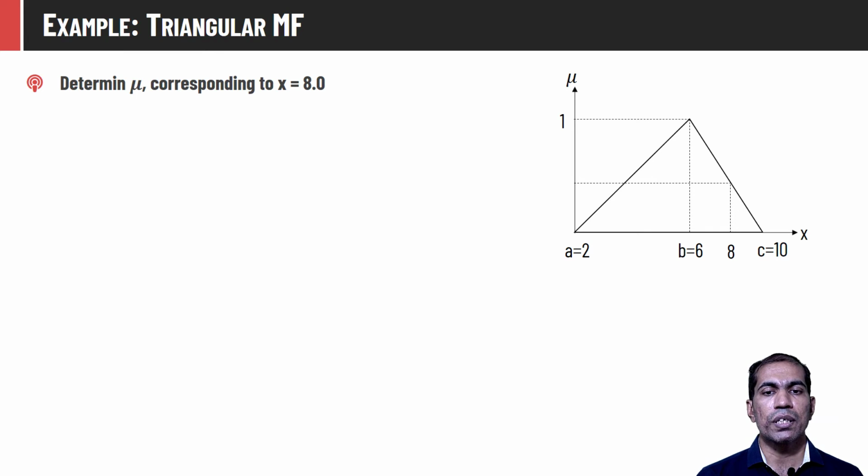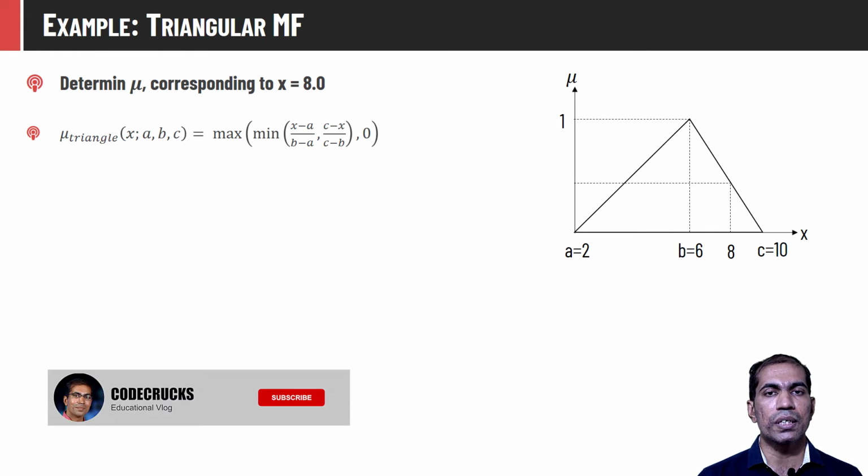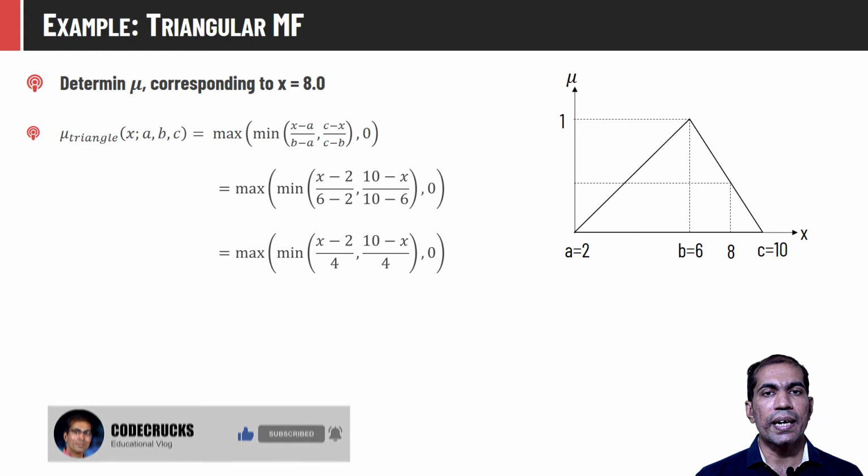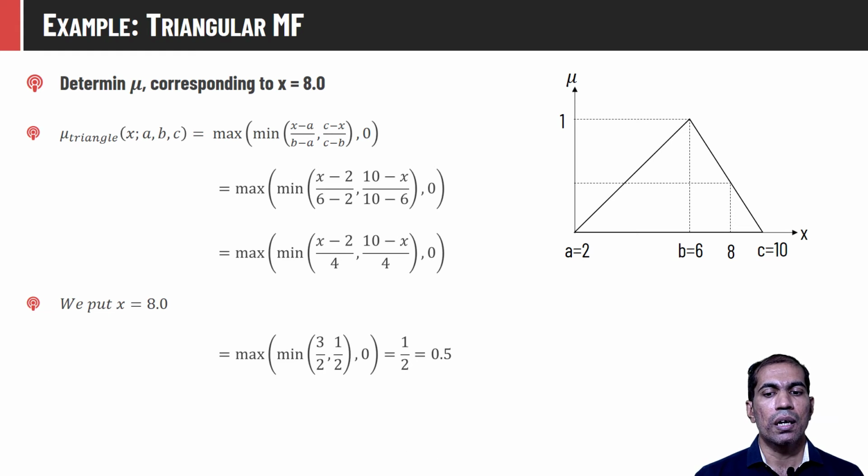Let us find the membership value of x equal to 8 for the given triangular membership function, where a is equal to 2, b is equal to 6 and c is equal to 10. From the previous slide, we already know how to compute the membership value using the triangular function. If we put appropriate values into this and simplify, we will be left with this. Put x equal to 8 into this equation. So we will be left with this and the final membership value will be 0.5. So crisp value 8 will be converted into fuzzy value 0.5.